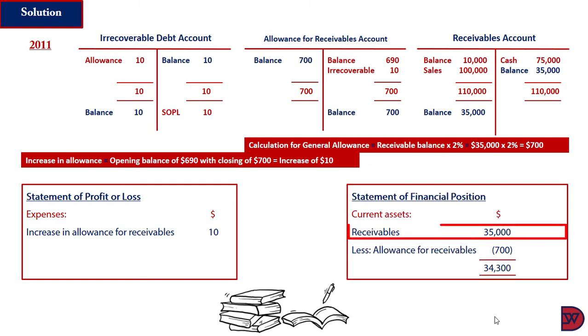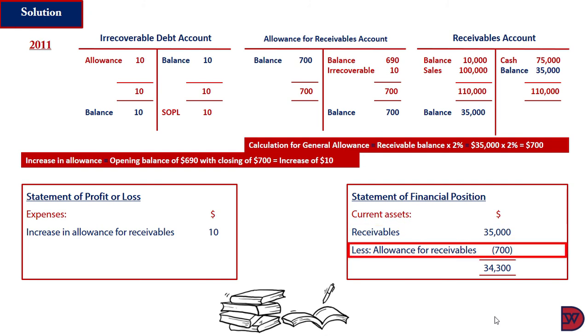We come to the statement of financial position. We put the receivables balance, the $35,000. Then we less it with allowance for receivables. But here, the total balance on the allowance is deducted from the receivables, not the movement.